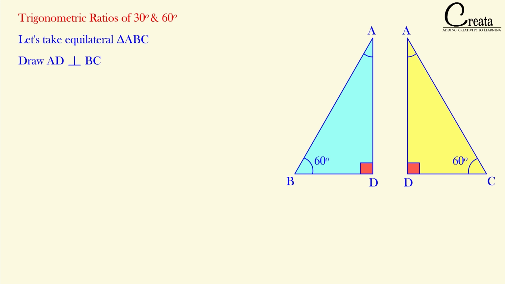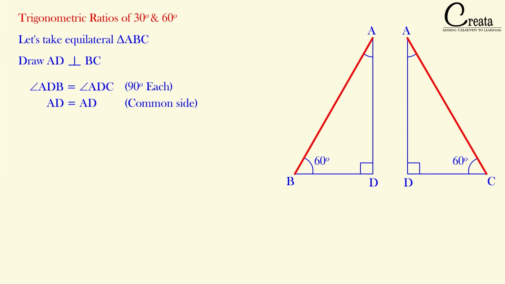Further, can we say both of these triangles are congruent to each other? Congruent means the two triangles are exactly copy paste of each other. Can we say so? Let's check it out. Here both the triangles are right angle triangles, that is angle D in both the triangles are equal to each other. Further, AD is the common side, so AD will be equal to each other. And AB and AC, that is the hypotenuse for both the triangles, are also equal to each other.